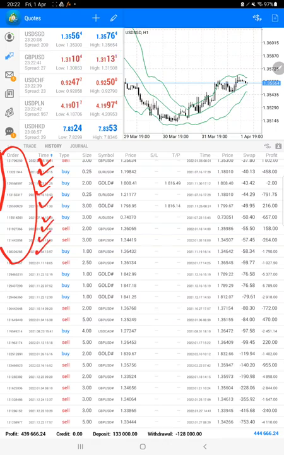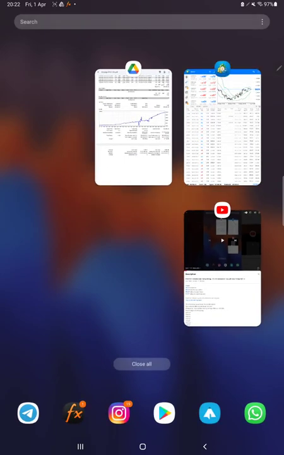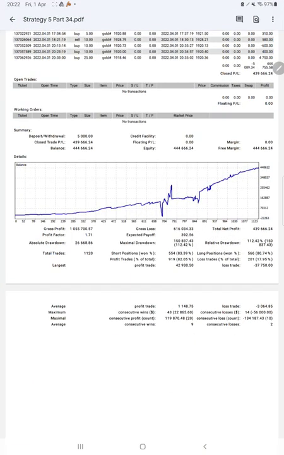Consistently we are updating. The current profit is $439,000. Here is the current balance, which is $444,000. We can also check the trading account statement, and here we have a complete PDF. The graph, you can see it is constantly growing.